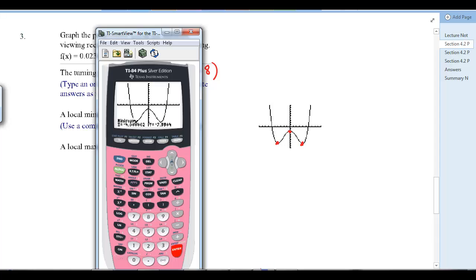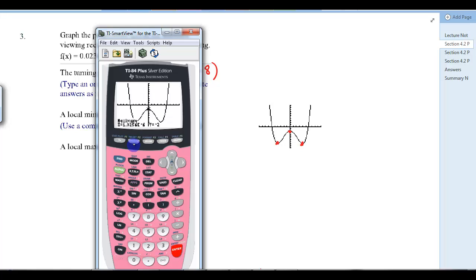All right, let's go ahead and find this max. Second calc. Max is number 4, and we'll be to the left. Move up till we're a little closer. All right, we're to the left of that, so we'll hit enter. We'll go around and hit enter, and hit enter one more time.